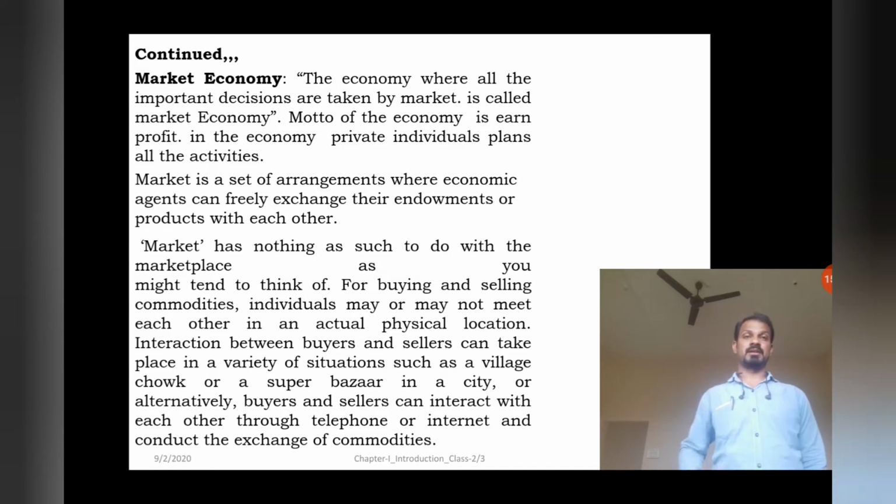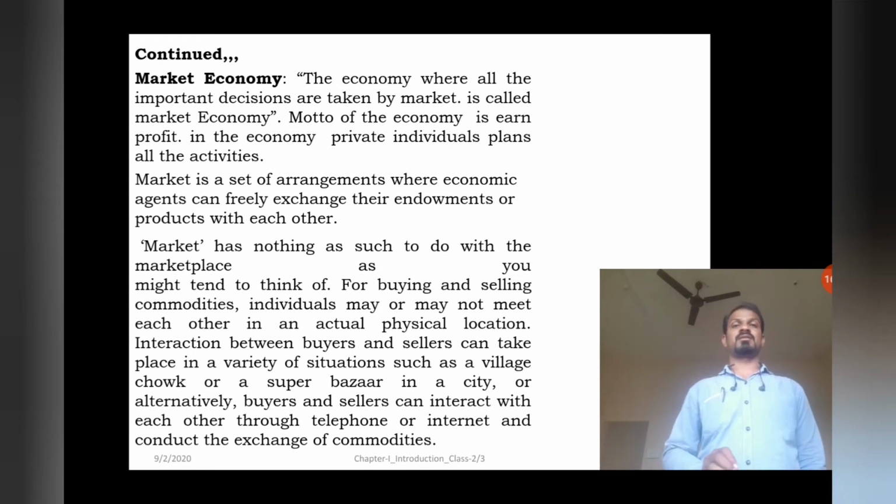That is the market economy. The motto of the economy is to earn profit. Earlier we had seen the motto of the centrally planned economy as social welfare, but in this market economy we see the motto as earning profit. So profit is the motto of the activities in this market economy. In this economy, private individuals plan all the activities. Private individuals plan the economic activities conducted in this market economy. So that is the market economy.